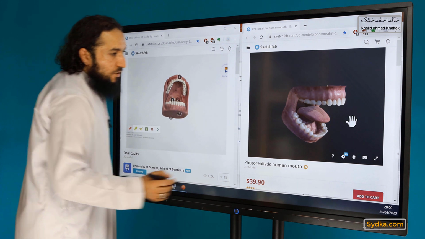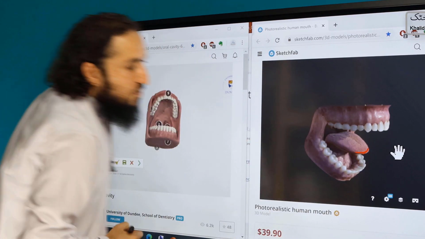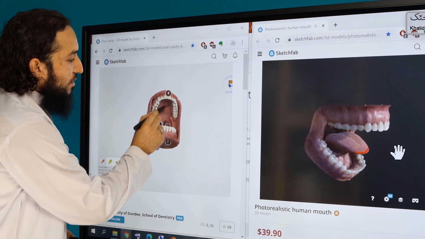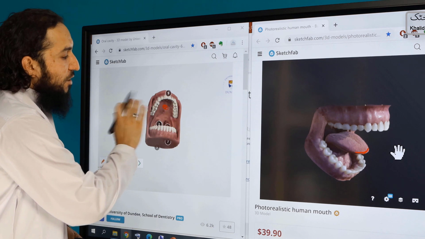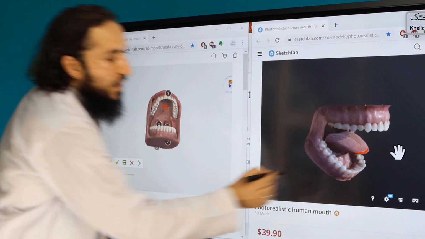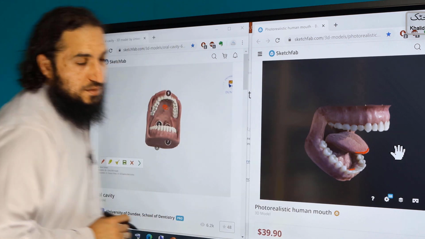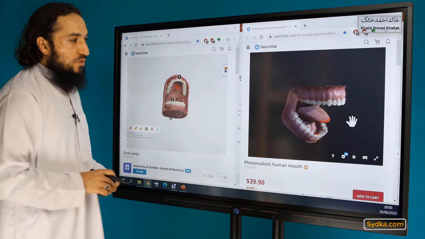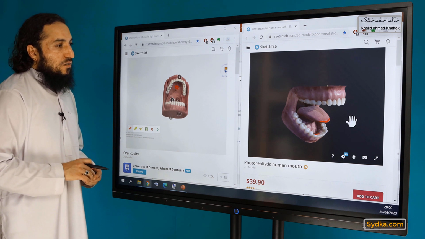So the articulation points for this are the tip of the tongue, near the inner plates near the top incisors, and slightly above the lower incisors. Those 3 points are the articulation points when we're pronouncing the letter sa.